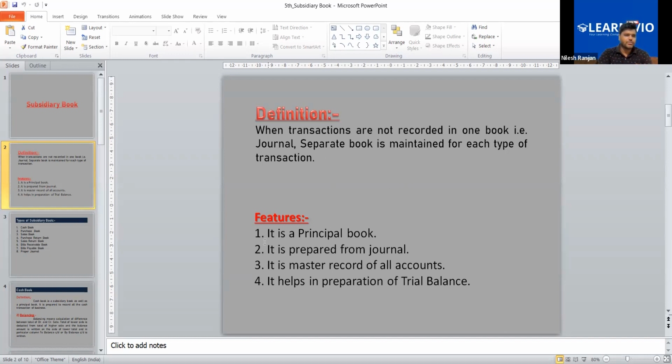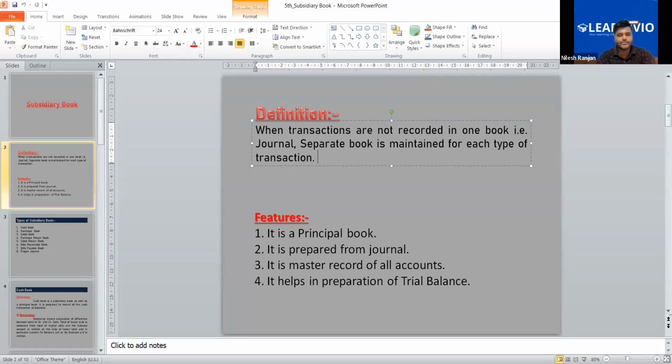Okay, just one. There is a mistake here. Just write the definition part only.